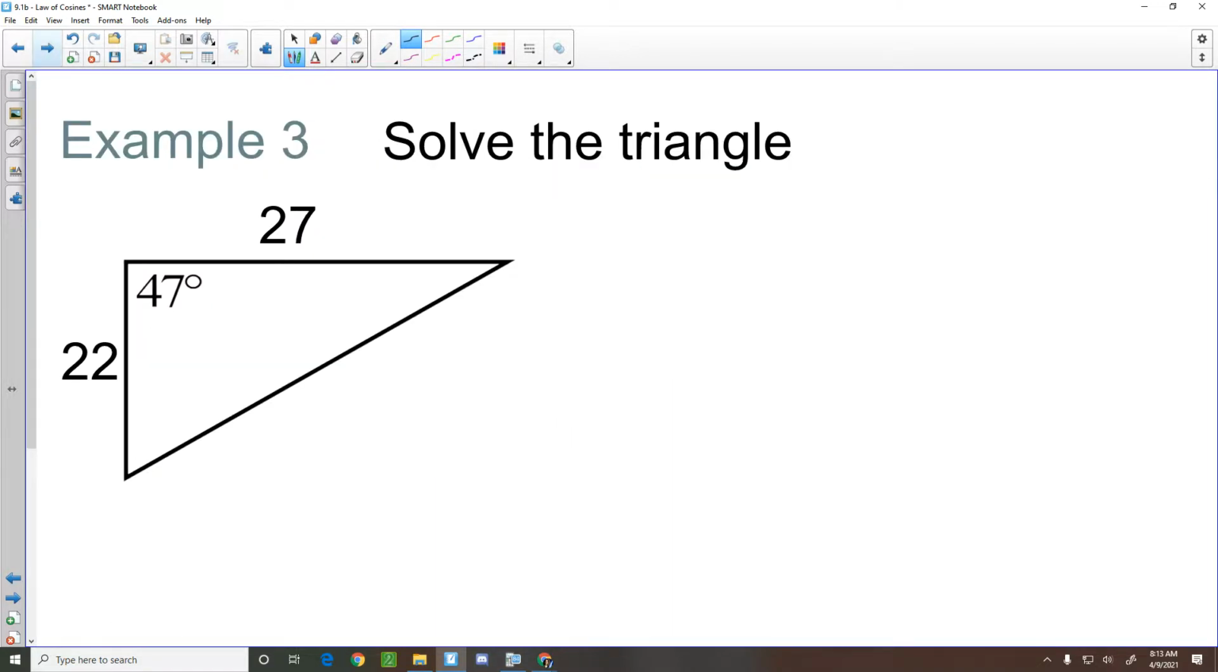One more for you. Solve the triangle. This one's going to be easier, don't worry. Let's go ahead and draw the triangle. Label the angles A, B, C. Let's see what you can do.